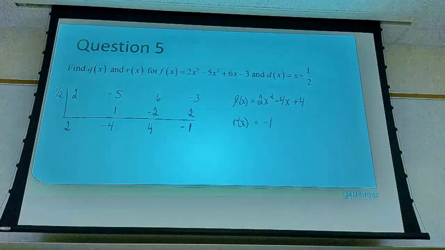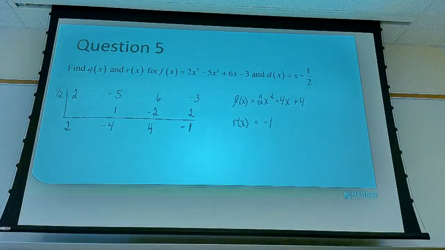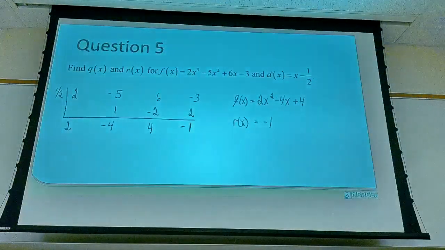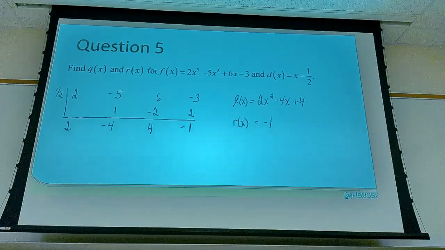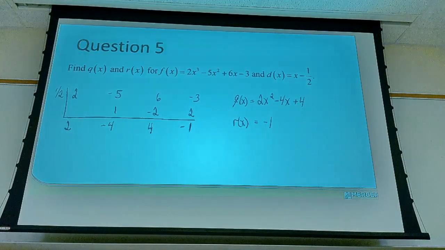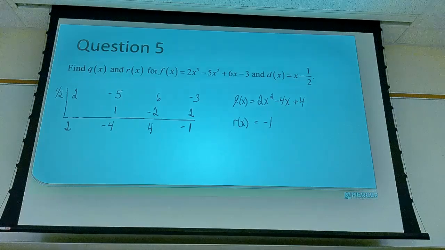How do you find the degree for the quotient, Q of x? For synthetic, the degree always decreases by 1. So the quotient will always be the degree of the dividend minus 1, if you're dividing by a linear term. And generally speaking, the degree is always going to be the degree of the dividend minus the degree of the divisor.